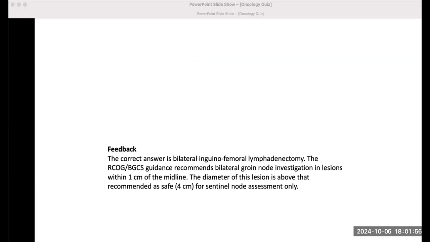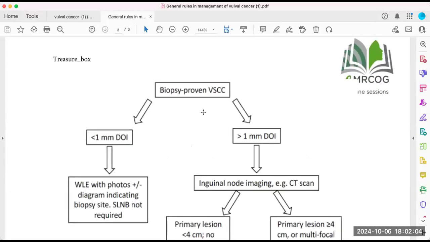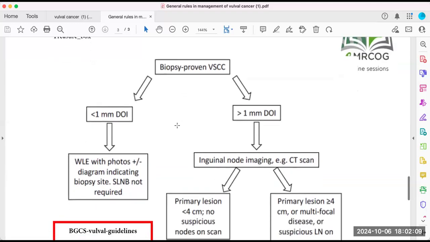What shall I do? I will assess before the surgery. Guys, everybody look to the screen. Please confirm that you can see the algorithm of the vulval cancer. Here I'm taking the pathway of vulval cancer since it's biopsy proved, vulval squamous cell carcinoma.